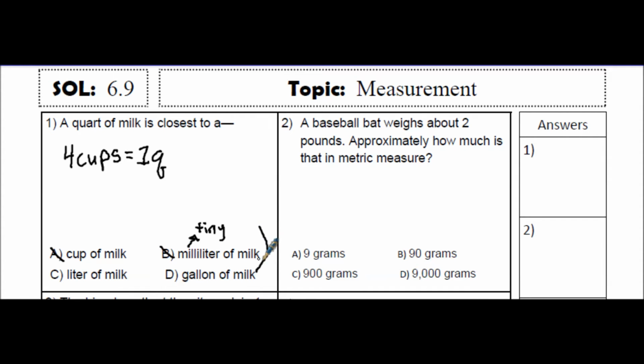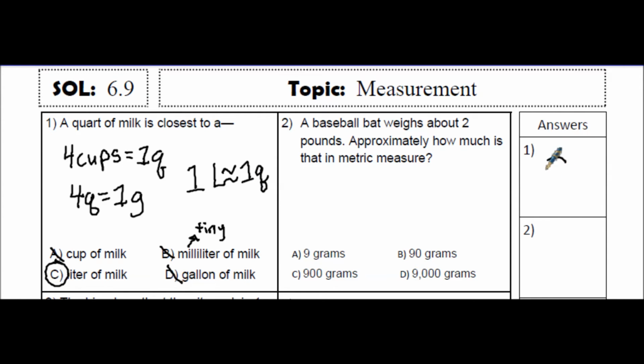And a gallon of milk, we should know that a gallon of milk is equal to 4 quarts. So we have that 4 quarts is equal to 1 gallon. That's not close. We should know that 1 liter of milk is the closest. It's about equal to 1 quart. So we should kind of use that logic to see that answer choice C is correct.